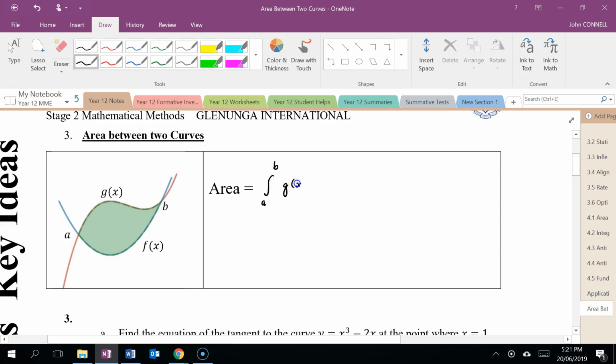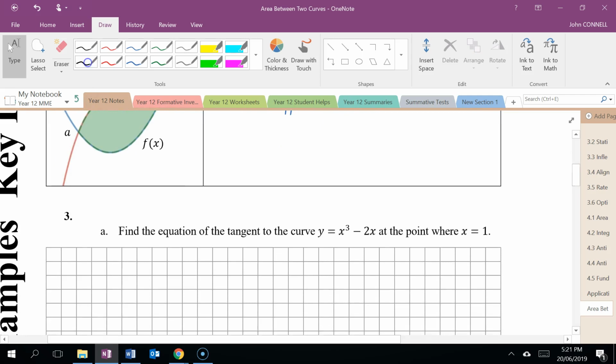of intersection of g of x, take f of x. And so it's the upper function subtract the lower function. So to be able to get the area between any two functions, it's always going to have to be the upper function, take the lower function.